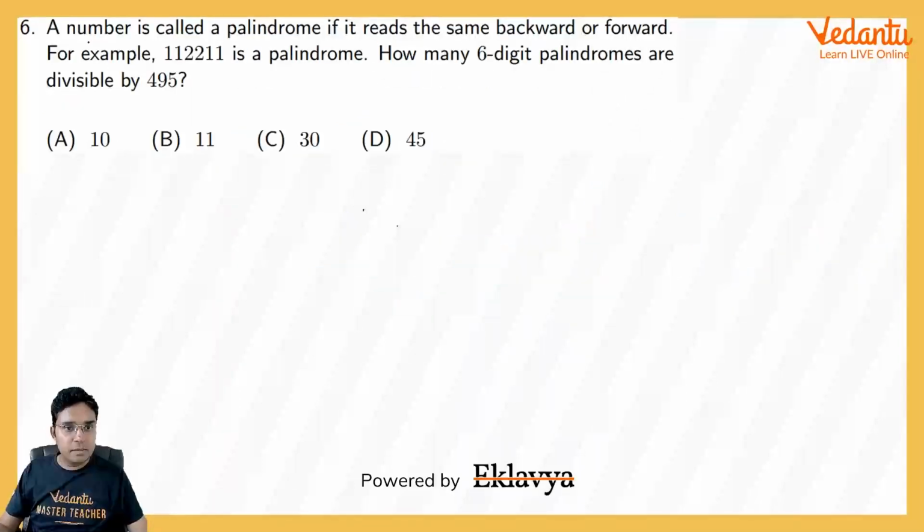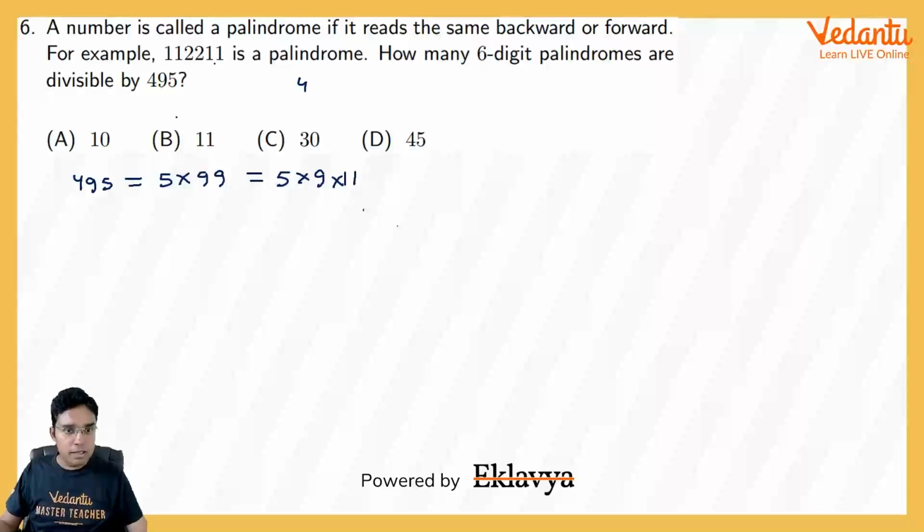It says a number is called a palindrome if it reads the same backward or forward. For example, 1, 1, 2, 2, 1, 1 is a palindrome. How many 6-digit palindromes are divisible by 495? First of all, what is 495? 5 is clearly a factor of it. 5 nines are 45. So this is actually 5 into 9 into 11.